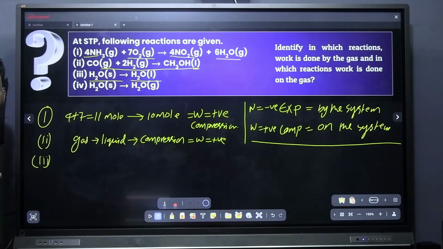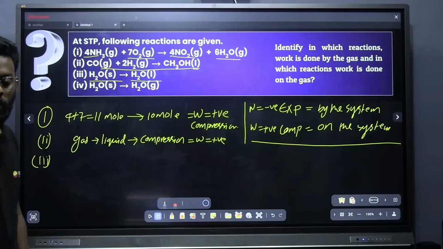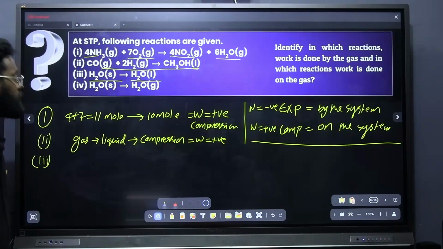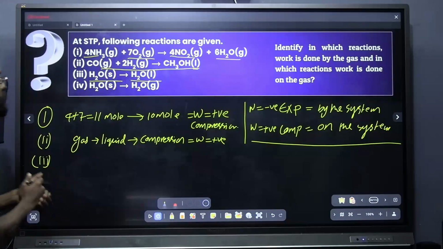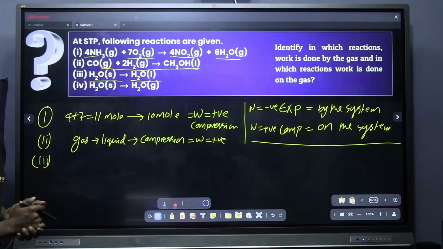Compression. No work done. Are you sure? Solid is converting into liquid. Expansion or compression? You will be thinking that it is expansion because solid is converting into liquid. Yeah, but it is compression. Why is it compression? Tell me. Why is it compression?